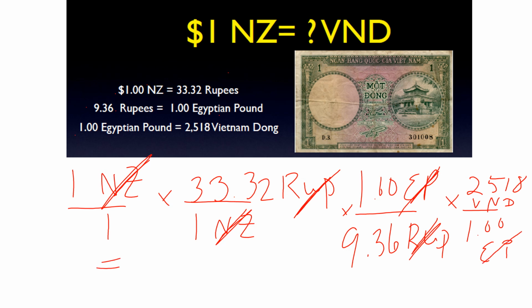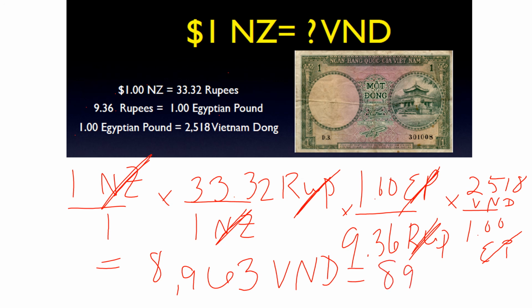final answer will have 33.32 times 2,518 divided by 9.36, and I get 8,963 Vietnam dongs. I should have 3 sig figs, so my answer should be 8,960 VND.